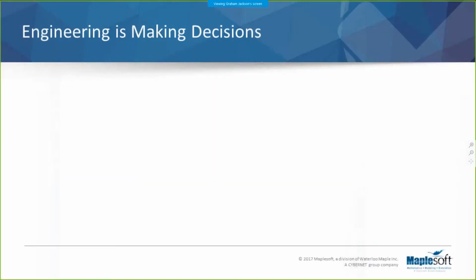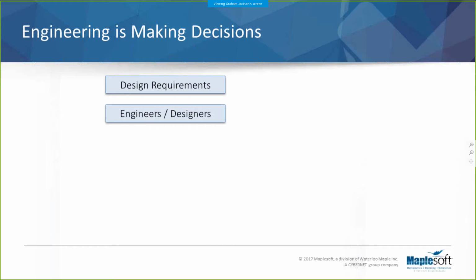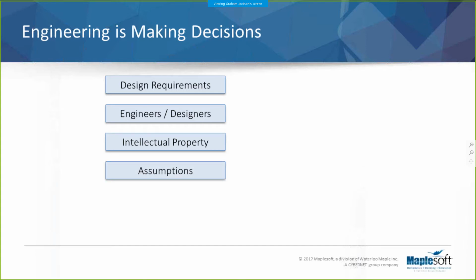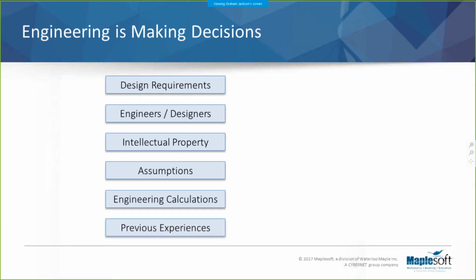So one way of looking at it is just breaking down engineering as really a series of decisions. And going into those decisions are going to be design requirements, of engineers and designers and the decisions that they make. There's a variety of intellectual property that a company owns that's going to feed into those decisions. There's assumptions along the way, a variety of calculations, and previous knowledge and experience that a company is going to bring to the table. And in every one of these steps, there's valuable intellectual property that can either be managed well or it can be mismanaged.